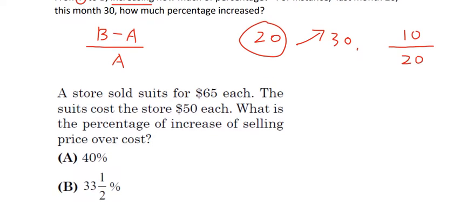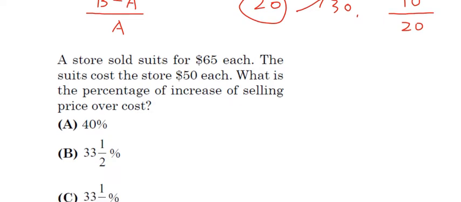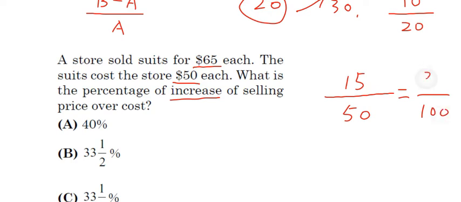So here, the cost is 50, but the selling price is 65. So what do we want to find? What is the percentage of increase? The increase is 15, right? So increase of selling over cost. So cost, so over 50. So this is equal. We just change 50 to 100. So we say this is 30%, right?